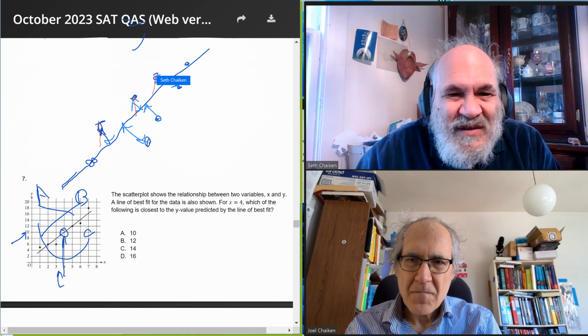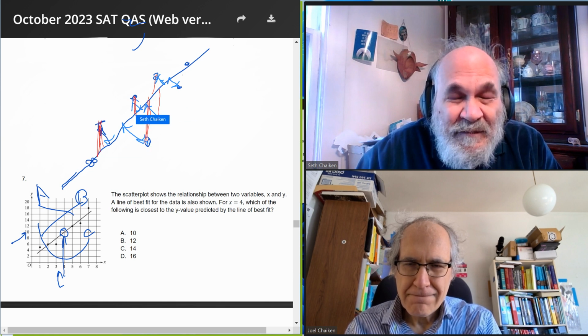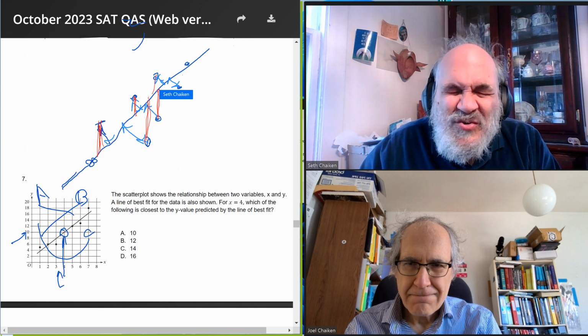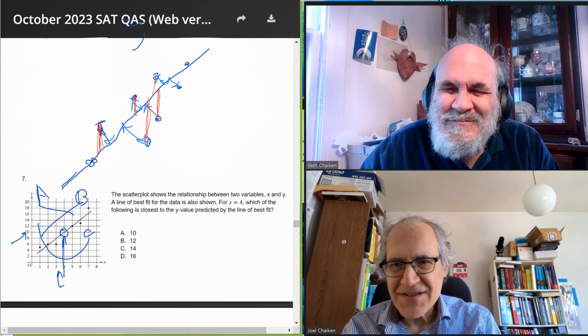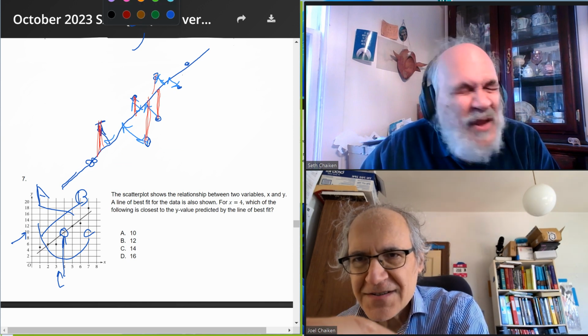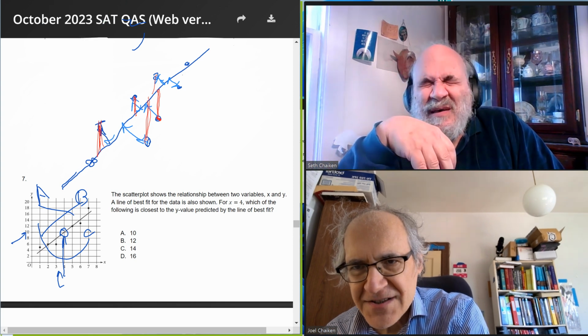No. The best fit takes these red vertical distances, and squares each one, and the sum of the squares is minimized. Wait. It doesn't use the perpendicular distance? No. You're kidding. It doesn't go this way?